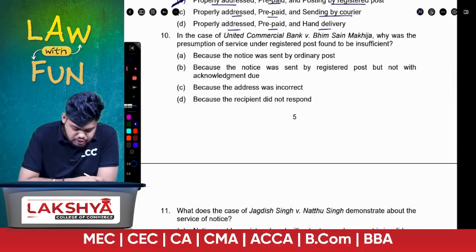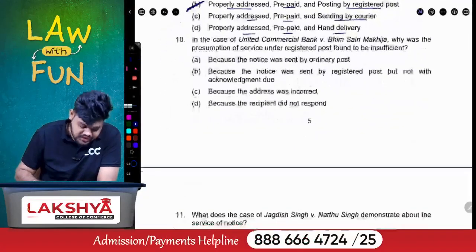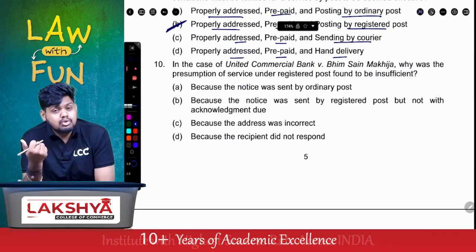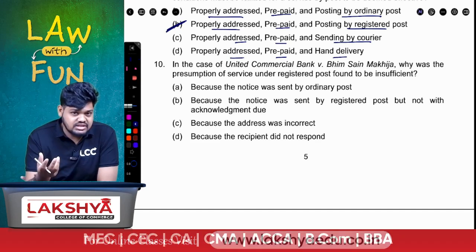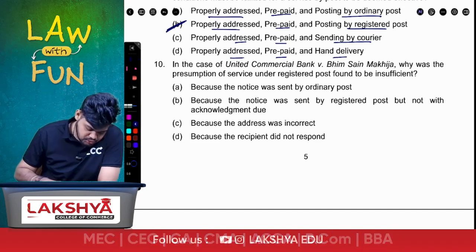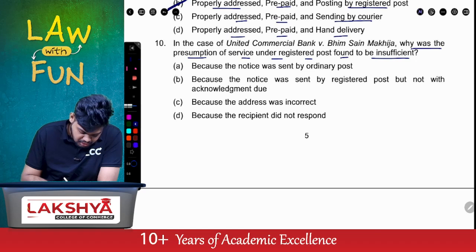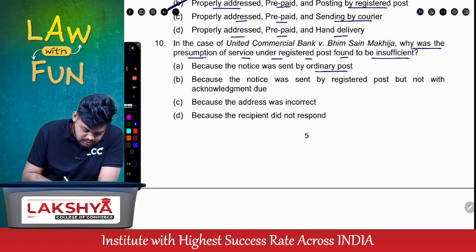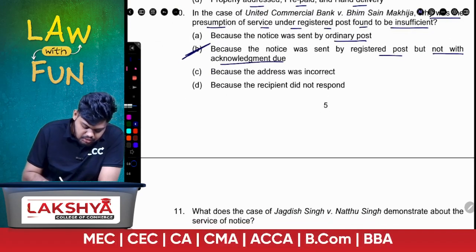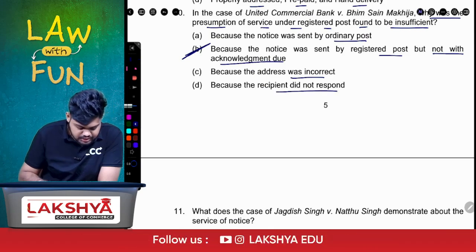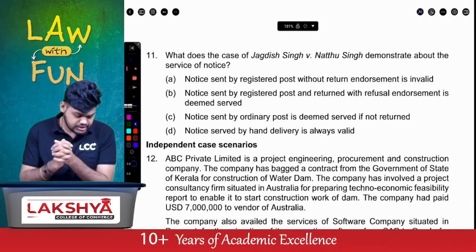In the case of United Commercial Bank versus Beam, the first case study we have, the problem was that the post was sent through registered post but not registered post acknowledgement due. It was not considered as properly served because it was not through acknowledgement due. So why was the presumption of service under registered post found to be insufficient? Because the notice was not sent by ordinary post? No. Because the notice was sent by registered post but not acknowledgement due. Option B. Because it was addressed incorrectly, because recipient did not respond? No. Option B is the answer. The 11th question, the last question of the case study format of questions here.